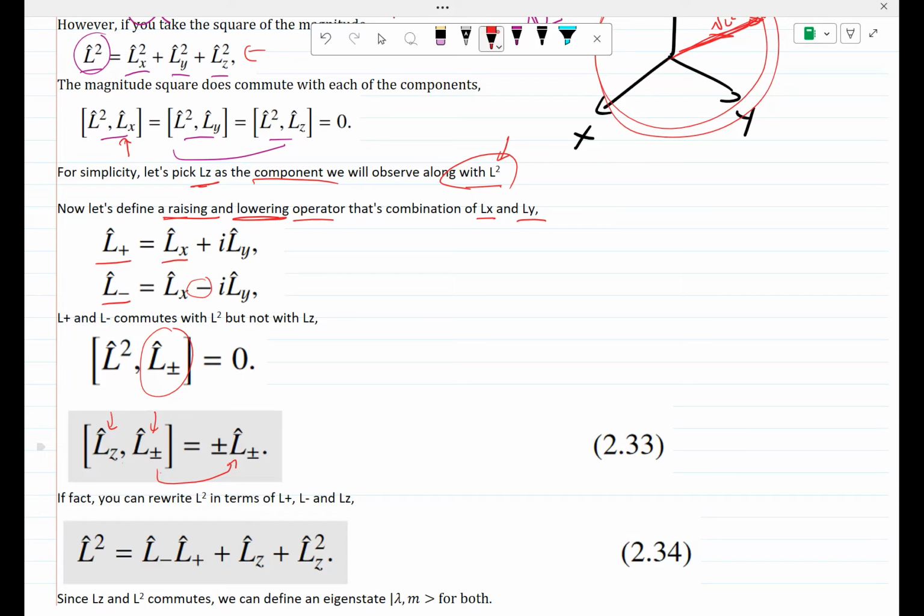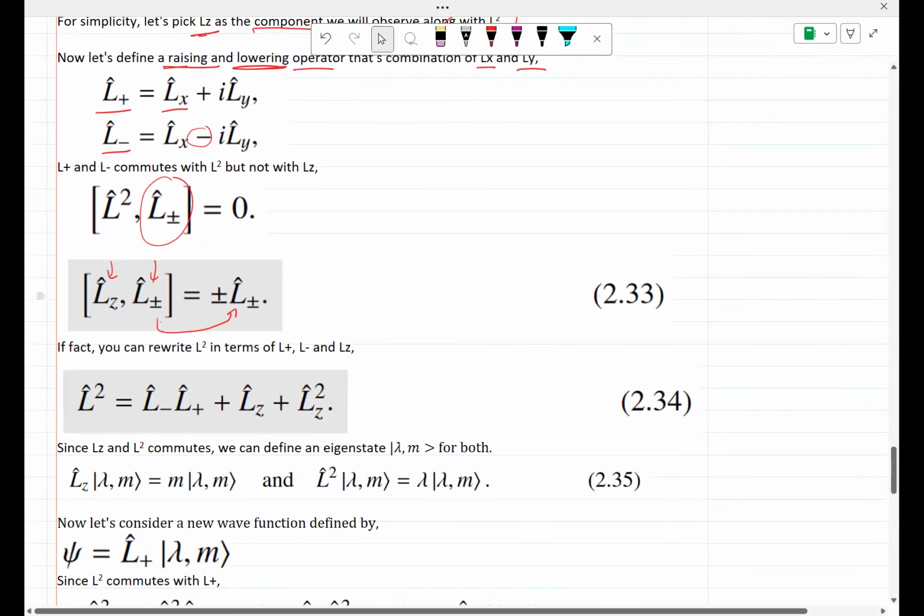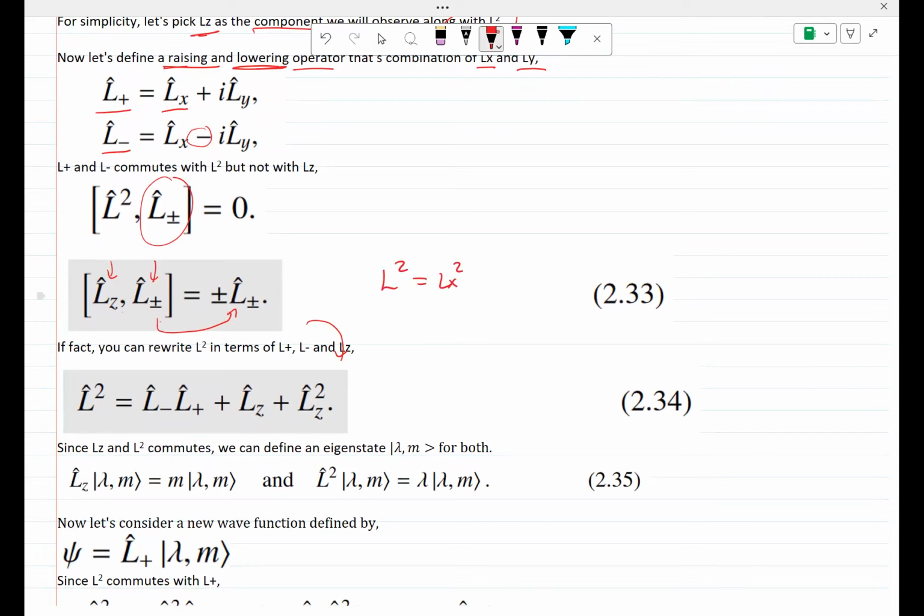There's a bunch of operator math you can play with in the homework to prove all this. And then there's one more little algebra step. Instead of writing L square as Lx square plus Ly square plus Lz square, you can do a bunch of algebra and put L square in terms of Lz and L plus minus only.